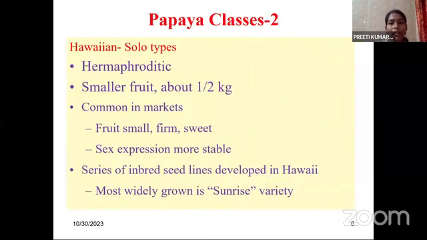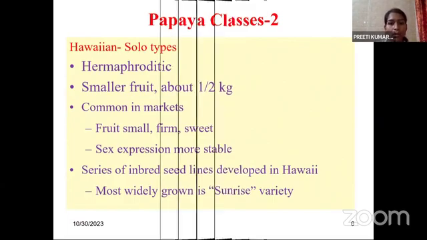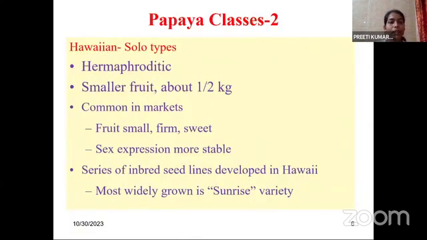So moving to the next, papaya class 2. These are the varieties. Hawaiian solo type is also a variety. It is also hermaphrodite and it gives smaller fruits. The size is almost half a kg. And it is common in the market.